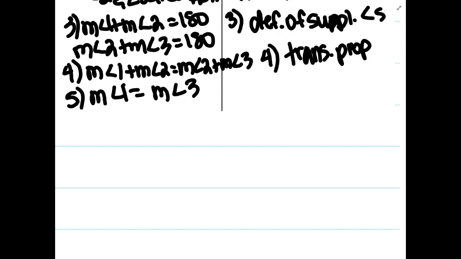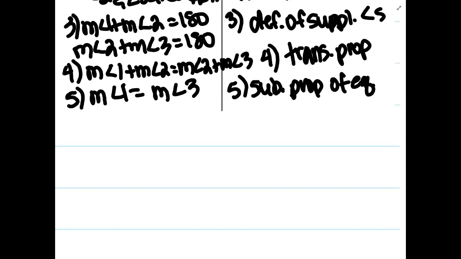I'm just going to get rid of the measure of angle 2. How did I get rid of the measure of angle 2 on both sides? The subtraction property of equality. Now remember, the whole goal is, this is almost my answer, right? My final step needs to say angle 1 is congruent to angle 3.